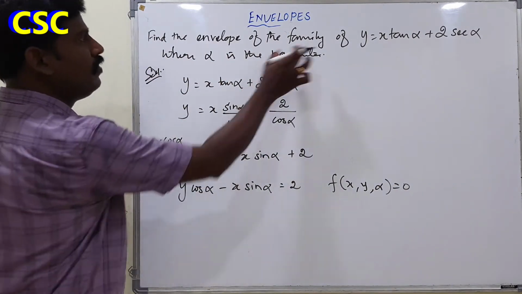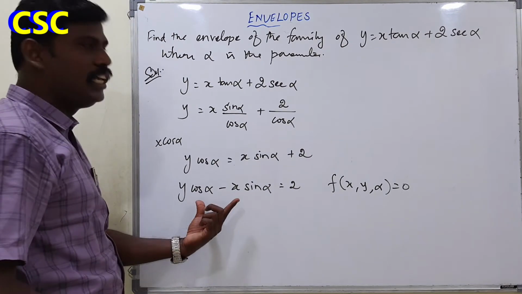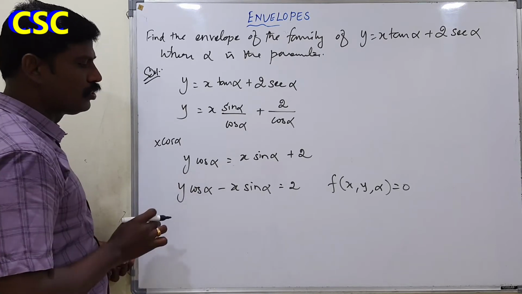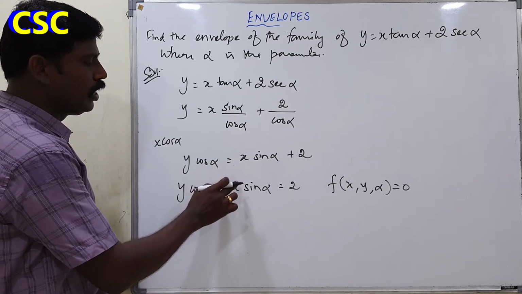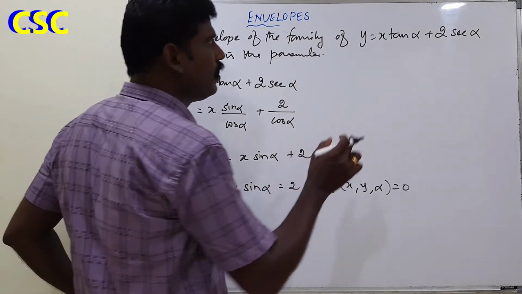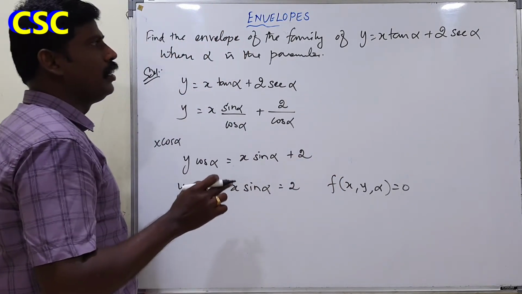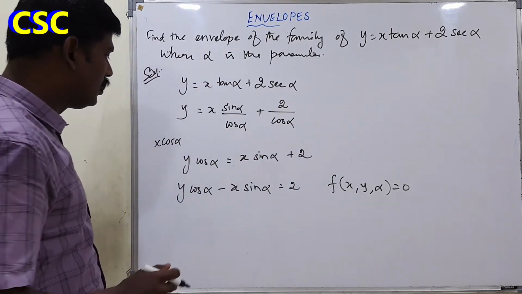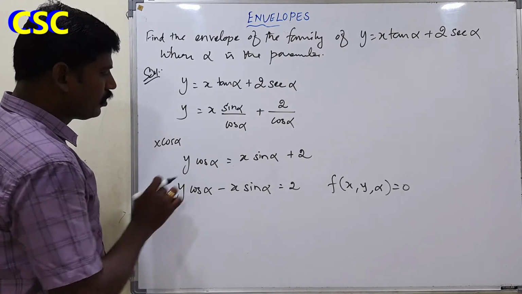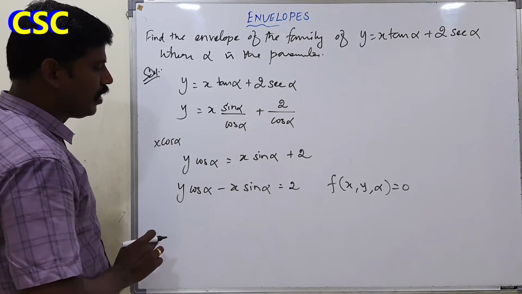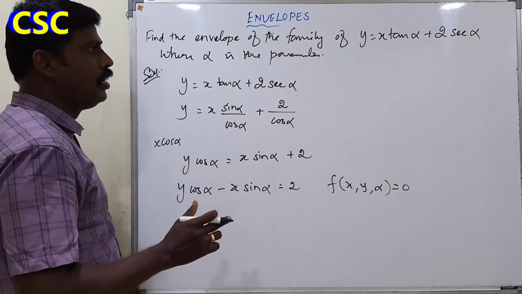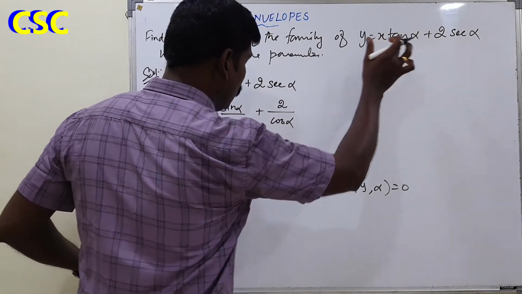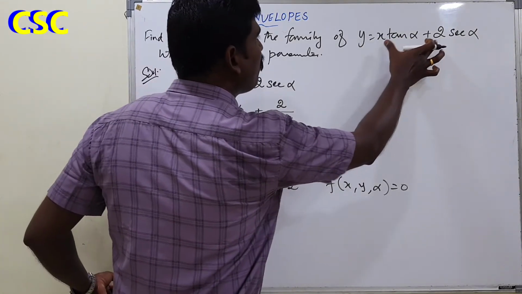So this is the given family of curves. This is nothing but the equation of straight lines, isn't it? Family of straight lines. Why? Because the power of x is 1, power of y is also 1. So it is a homogeneous equation of degree 1 in x and y, isn't it? Any equation involving x and y whose power is 1 is called a homogeneous equation, and it is called a straight line. Right? Here power of x is 1, power of y is 1. So this is the family of straight lines.